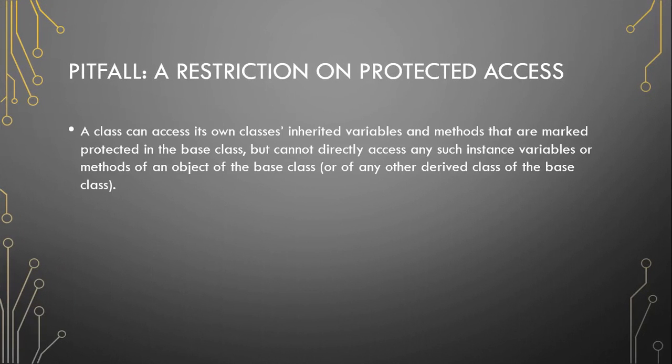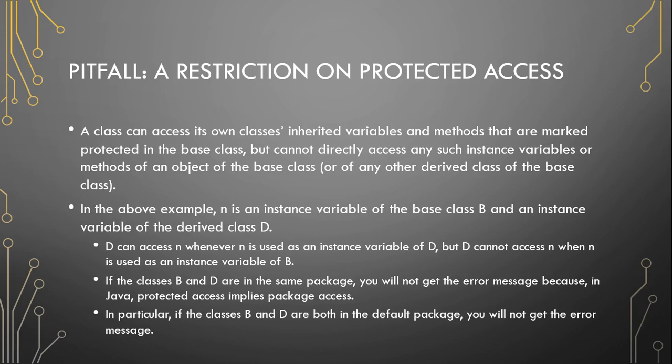A class can access its own class's inherited variables and methods that are marked protected within the base class. But it cannot directly access any instance variables or methods of an object of the base class or any other derived class of the base class. In our above example, n was an instance variable of the base class B and an instance variable of the derived class D, because n was inherited. So D can access n whenever n is used as an instance variable of D, but D cannot access n when it's used as an instance variable of B. That's why we had that error if we tried to create the B object.